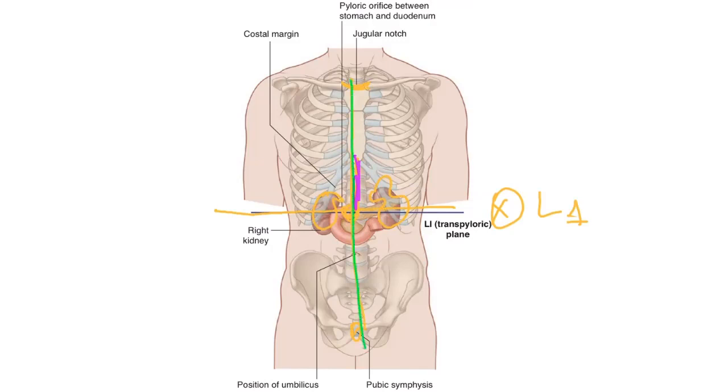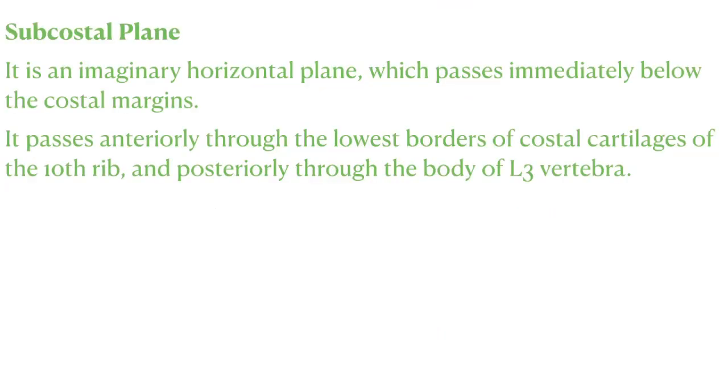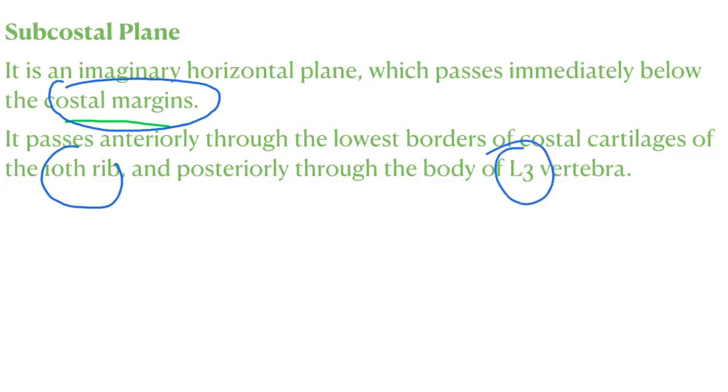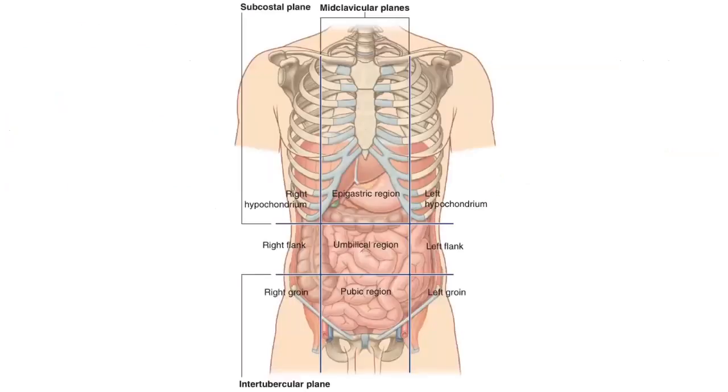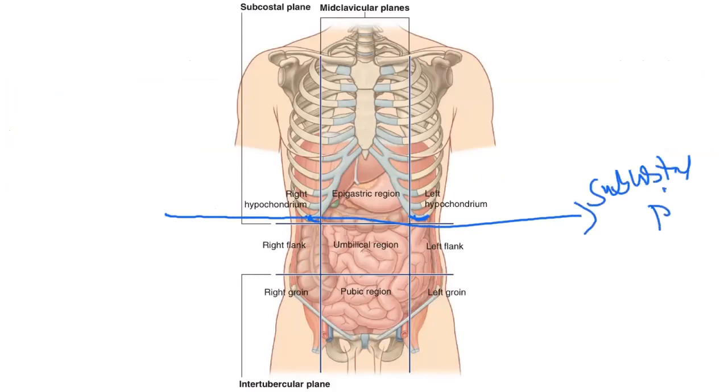That is the transpyloric plane. Coming to the subcostal plane, it is an imaginary horizontal plane which passes immediately below the costal margins. It passes anteriorly through the lowest border of the costal cartilage of the 10th rib and posteriorly through the L3 vertebra. So the subcostal plane is at the L3 vertebra, whereas the transpyloric plane is at the L1 vertebra. So this is the costal margin, and immediately below it is the subcostal plane.